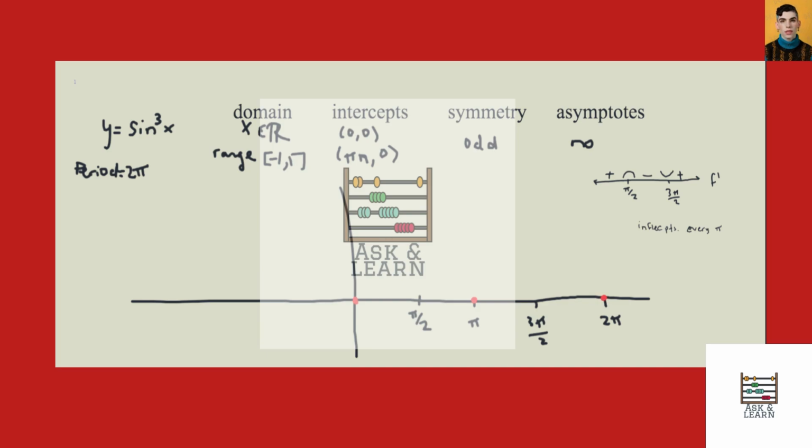And now we said that we have a local max here at (pi over 2, 1), and a local min at -1. So the max, (pi over 2, 1), and the min for this period is right here. And we said inflection points at every pi, so it's going to change concavity.